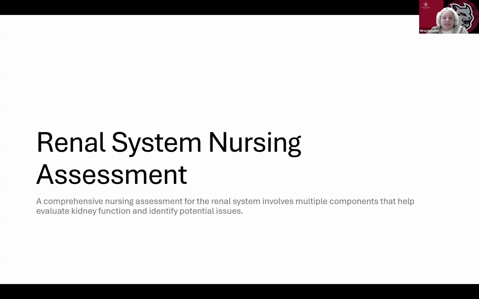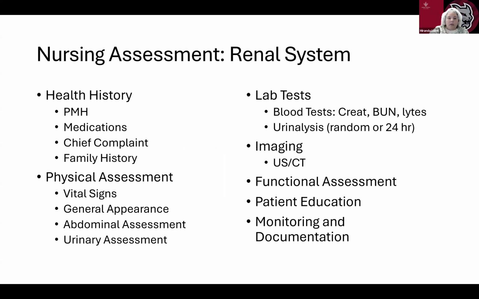So now, how do nurses assess the renal system? A systematic nursing assessment is a comprehensive nursing assessment for the renal system, and it involves multiple components that help evaluate kidney function and identify potential issues. So we want to start with our health history. We want to get a chief complaint, document any symptoms such as changes in urination, frequency, color, volume, pain, or swelling. We want to review past medical history.